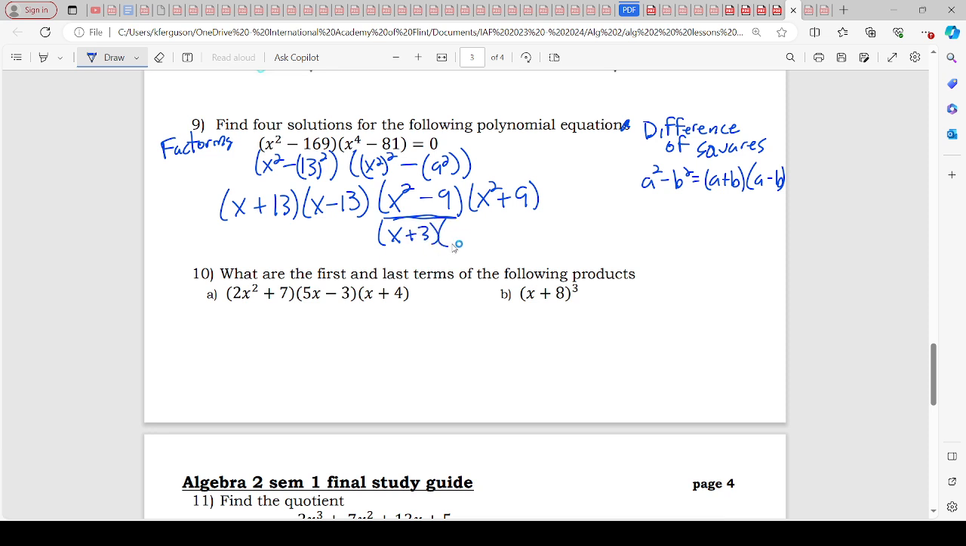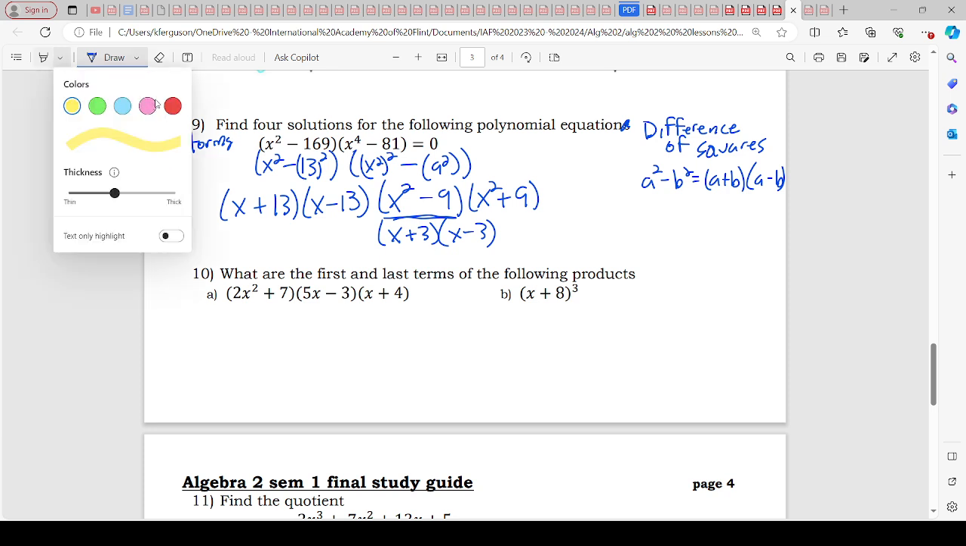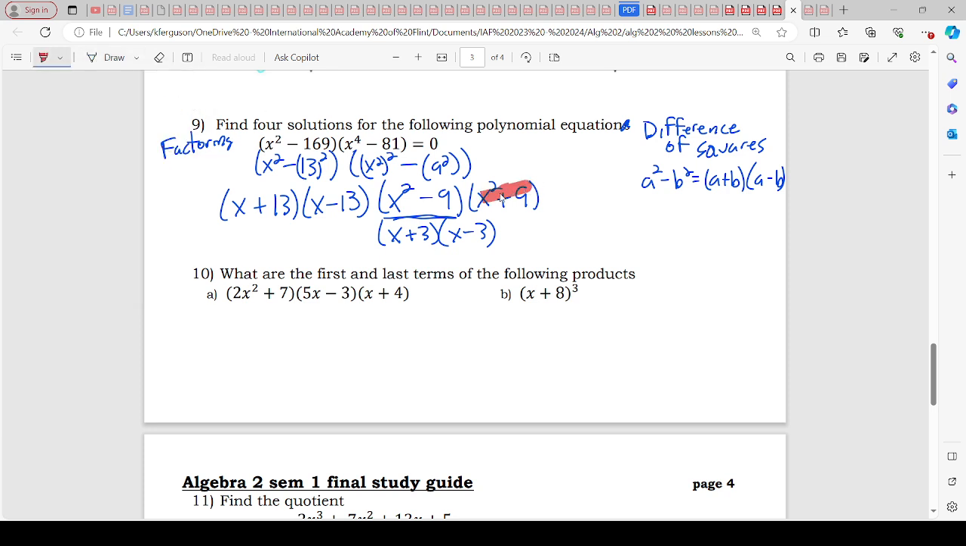x plus 3 times x minus 3. Now, I'm just going to put this mark on here so you know, so I don't even need to worry about that. I can find my 4 solutions. So how do I find the solution for this? I just set it equal to 0. x plus 13 equals 0. I subtract 13 from both sides and I get x equals negative 13. Right here, I say x minus 13 equals 0. I add 13 to both sides and I get x equals positive 13.